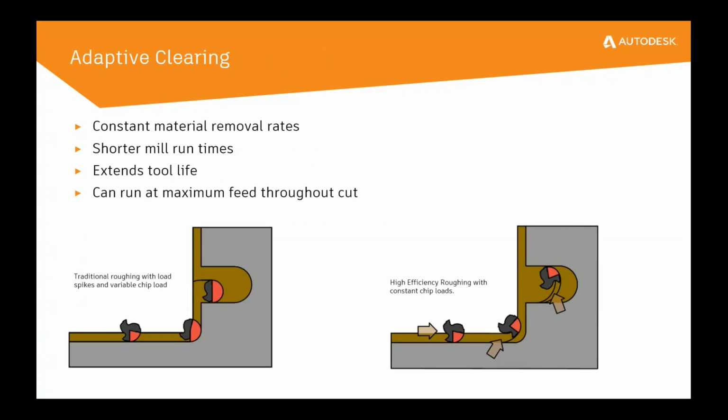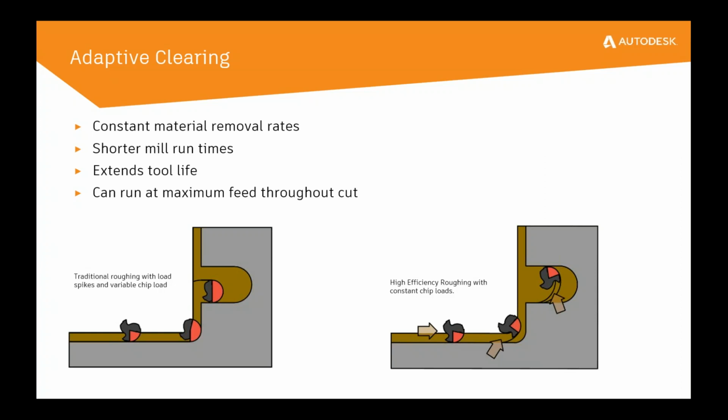But adaptive clearing, I wanted to show this slide because sometimes it's easier to show it in a slide than it is in the actual part. The picture on the left is the way a traditional CAM program would approach a shape. You'll see the tool progresses towards the corner. It actually goes through the corner. When it gets up to the slot, it has to follow that shape around the slot. It just turns the corner and keeps going.